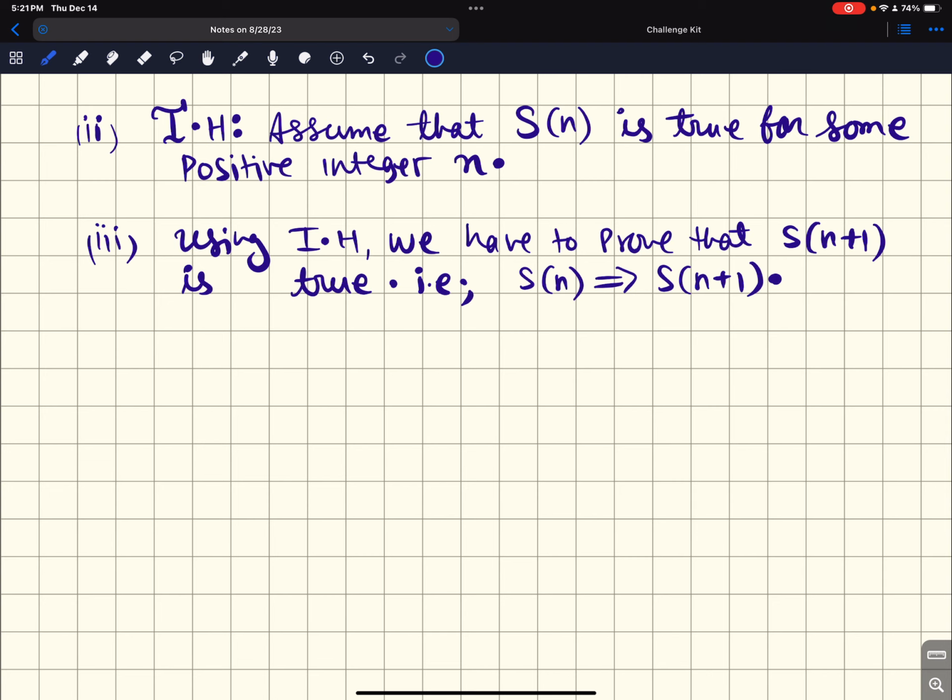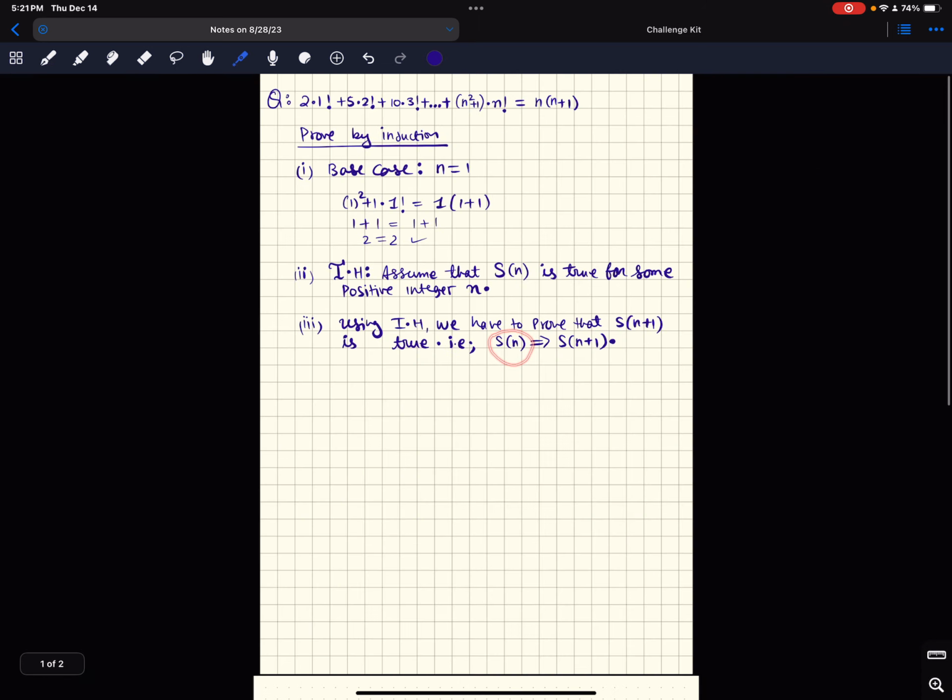So step 3 is what? S of n plus 1. We know S of n, that's just this part here. So now we have to figure out S of n plus 1. What is S of n plus 1? We're just going to plug it in here. Wherever you see n, replace that with n plus 1. Cool.